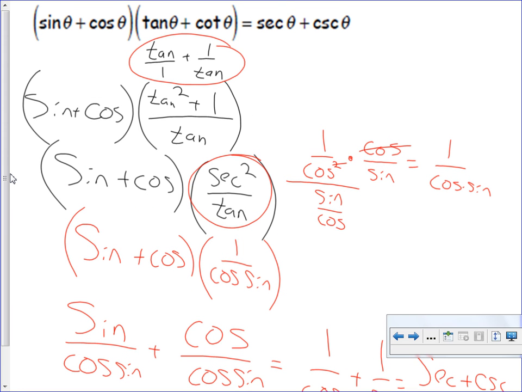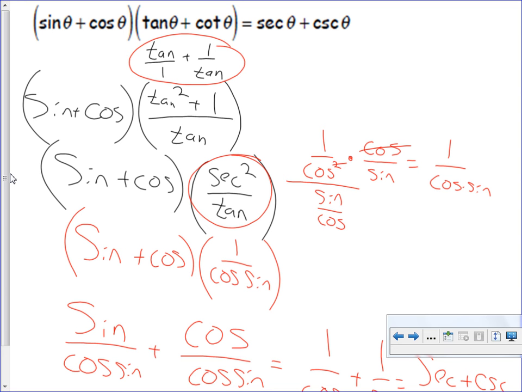Again, what I noticed at the very beginning, and I can't use any Pythagorean identities off the bat because nothing's squared. But I had one binomial, tangent plus cotangent, and those two are inverses of one another. Knowing that, I can rewrite them as tangent over 1 plus 1 over tangent. If I add those two fractions together, I need a common denominator.